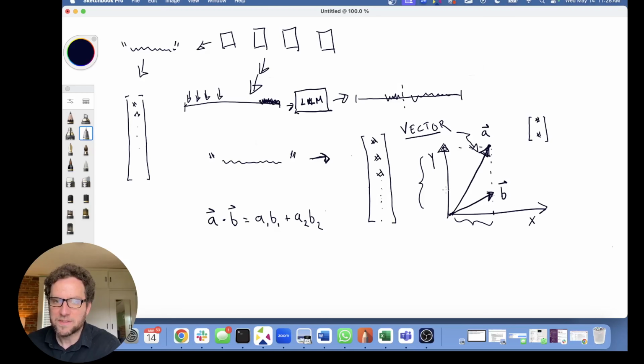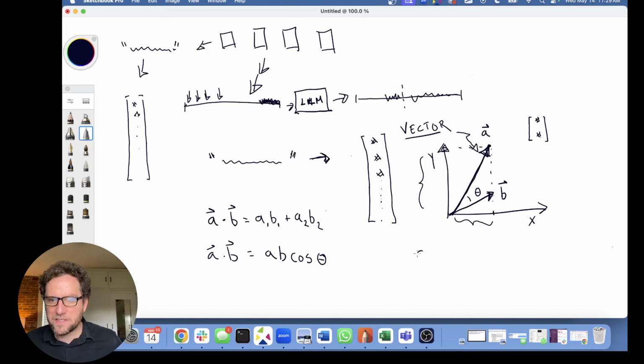Now, it also happens, if you do the math, that this is equal to the magnitude of A, meaning the length of A, how long this is, times the magnitude of B times the cosine of the angle between them. I'll represent the angle as theta. This is something that would be in degrees or radians, whatever angle unit you want. And so this is also true.